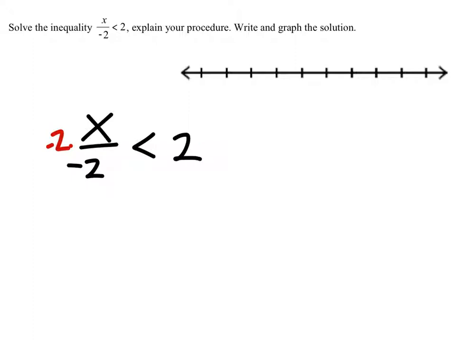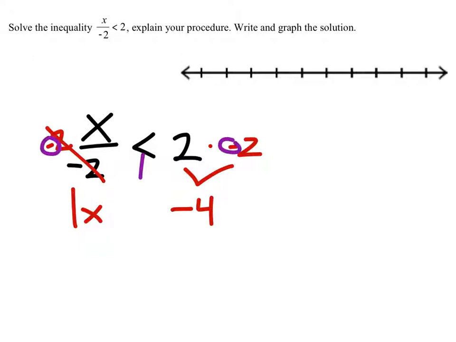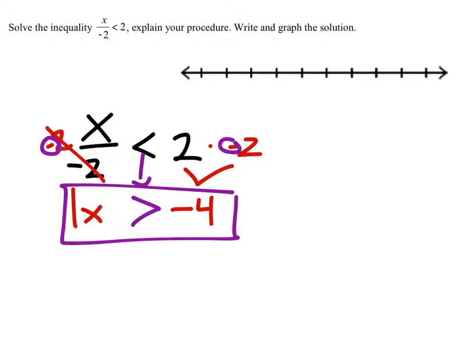Correct. If we multiply both sides by -2, -2 divided by -2 is 1. So we get 1x, which is what we do want. And 2 times -2 is -4. But since we multiplied by the negatives right here, it's going to flip the inequality. And this is our new inequality right here: 1x, or x, is greater than -4.